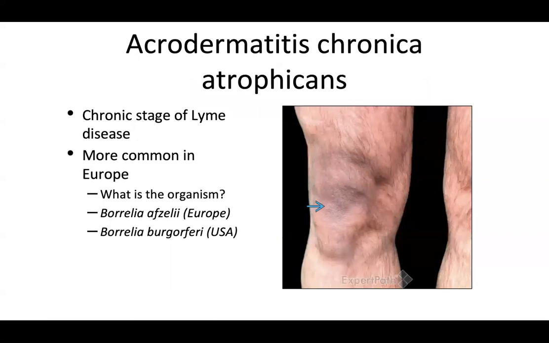Acrodermatitis chronica atrophicans. This is a chronic stage of Lyme disease. It's more common in Europe. The organisms that you should remember are Borrelia afzelii in Europe or Borrelia burgdorferi in the USA. You can see this hyperpigmented to violaceous central part of the change of the skin, and then it has a concentric pattern as you move outward.